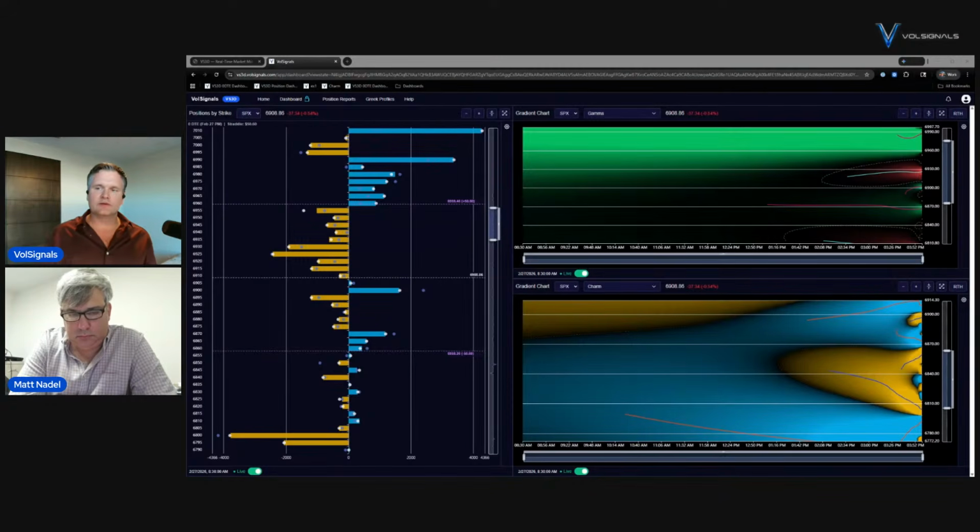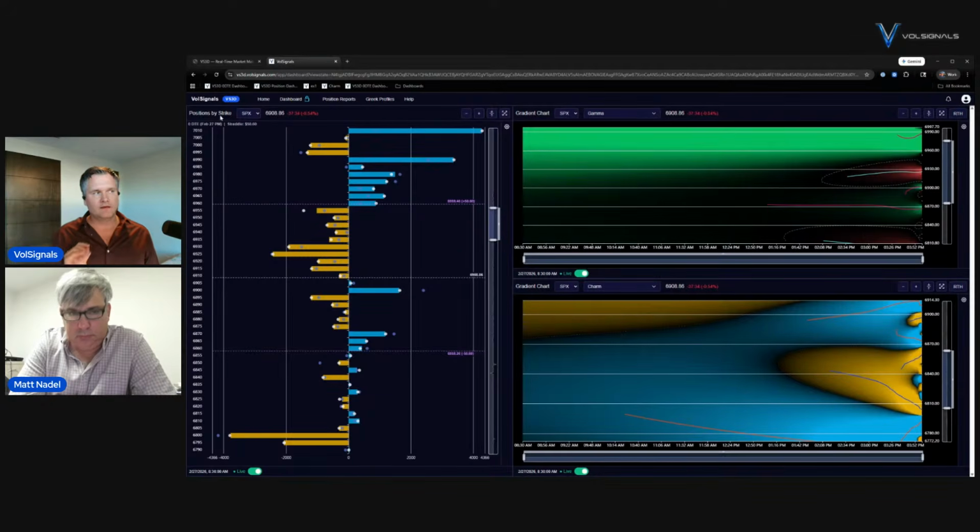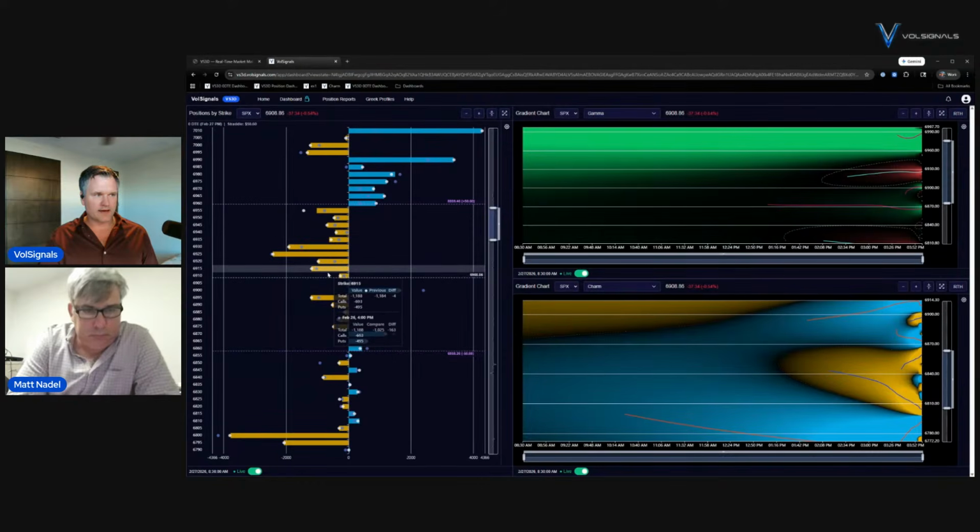Someone asked a question that depends if the options book market maker is holding in the money or out of the money. Perfect segue to positions. So on the left side, you have positions by strike. It says right here, 0 day. Matt, can you describe what each bar actually means?